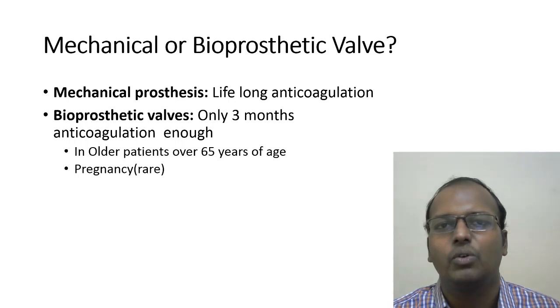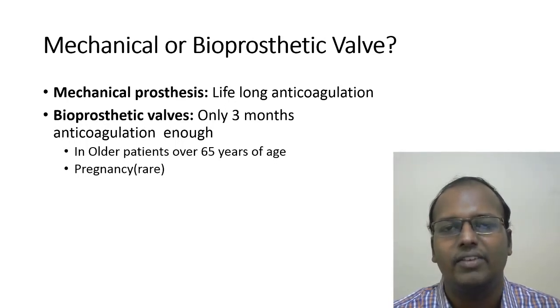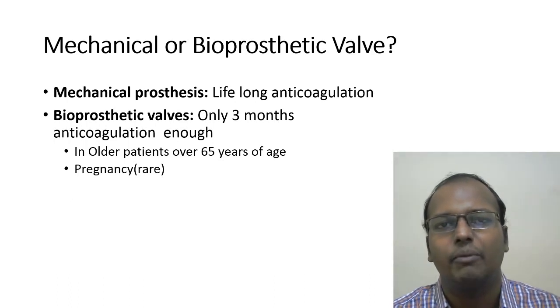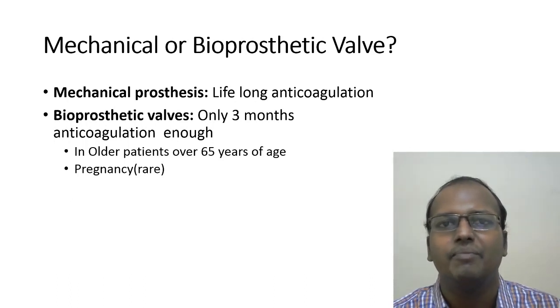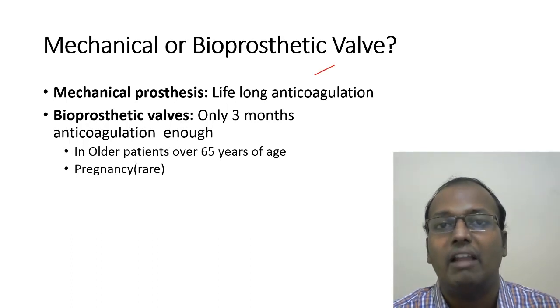Sometimes we have to go for a valve replacement. I told you the favorable factors: no or mild MR, no LA clot. These factors should be there, and the valve should be pliable, amenable to valvotomy. Then only you can take it up for percutaneous mitral balloon valvotomy. If the valve is not amenable, then you can go for valve replacement.